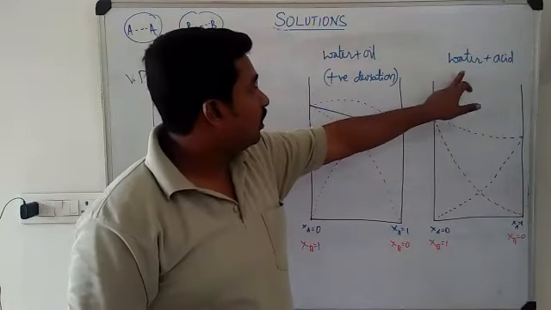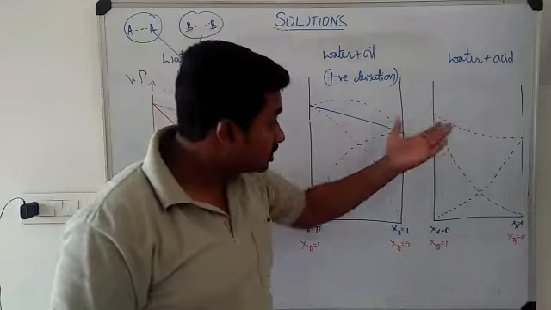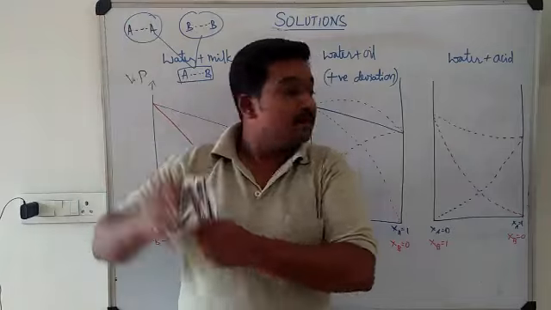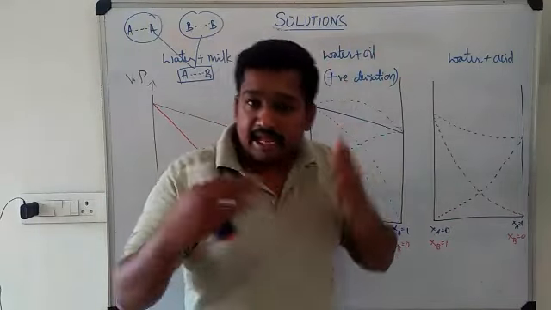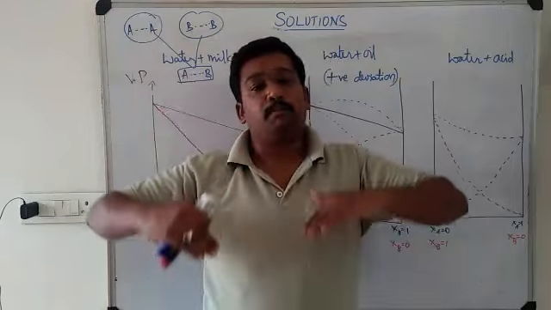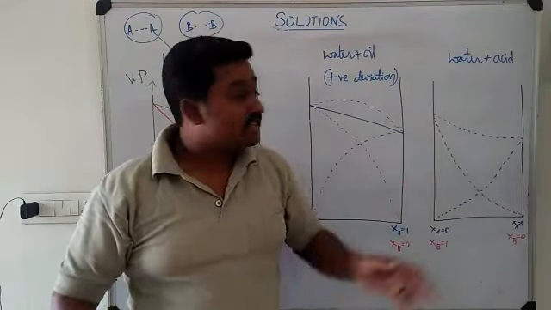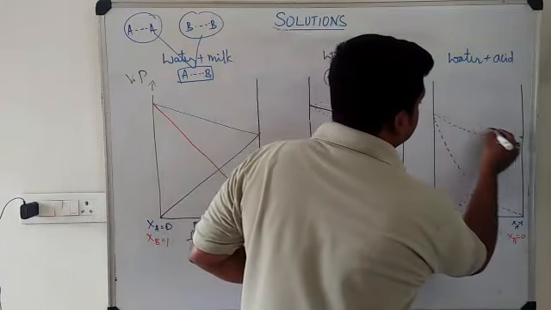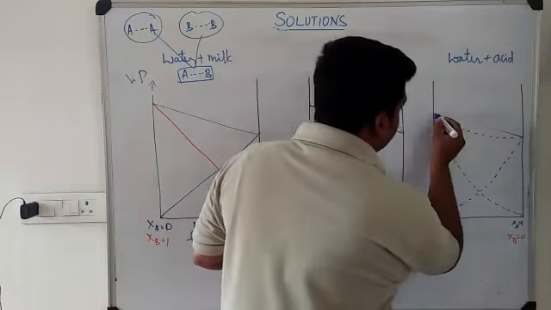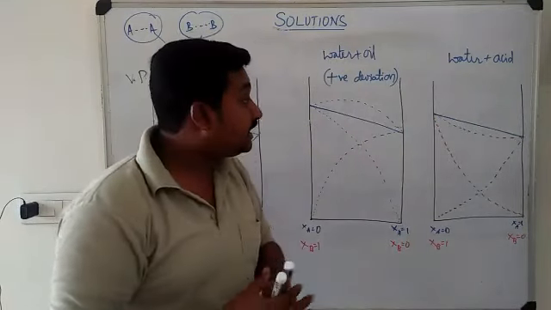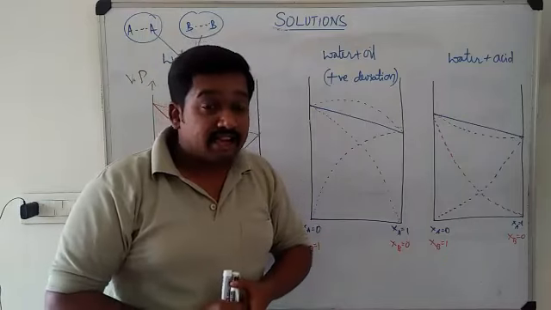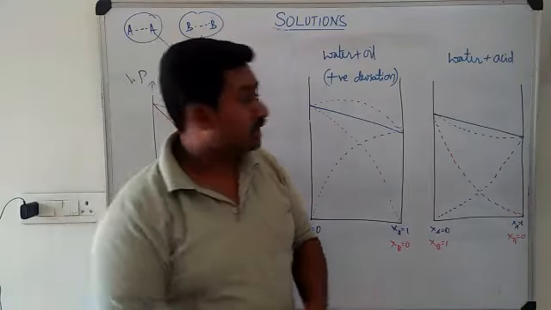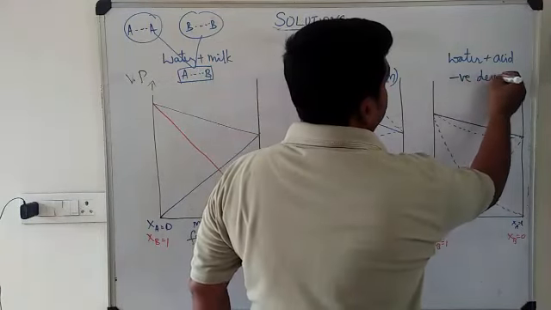In such a case, we call this solution a negative deviation, because in the graph you can see there is a depression. A doesn't want to leave B. Water does not allow acid to evaporate. Acid does not allow water to evaporate. Now both the evaporations have decreased. Since there is a decrease in the evaporation, you can see there is a depression in the graph. There is a decrease in the graph like this from the expected. The straight line is the actual expectation, but there is a curved line which has a depression, which is decreased, and therefore we call this solution a negative deviation solution.